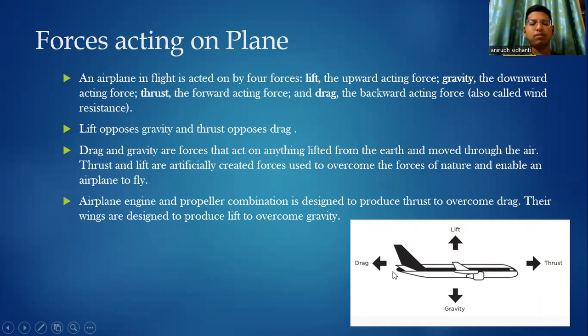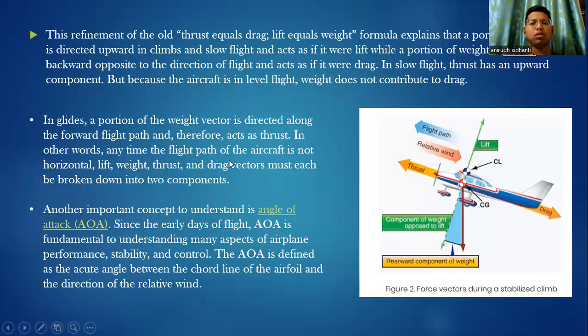This is an aircraft where four forces are acting: lift, thrust, gravity, drag. Lift is an upward force, drag is a backward force, gravity is a downward force, and thrust is a forward force. The refinement of the old formula: thrust equals drag, lift equals weight. The formula explains the portions of thrust.